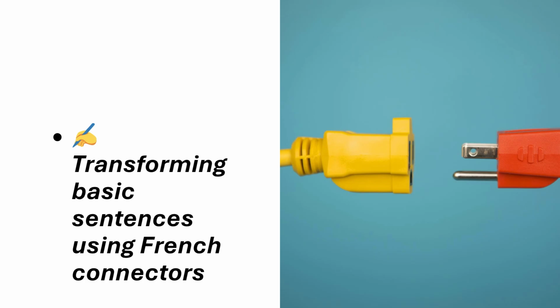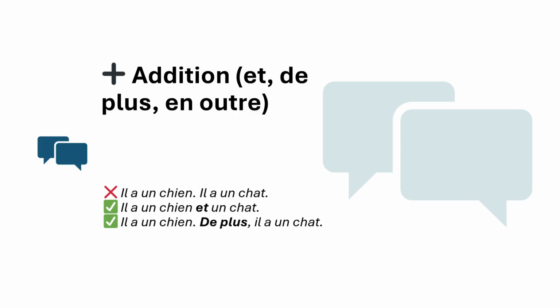Now we're gonna practice some sentences, which are gonna be examples of using French connectors, how you can make them from a basic sentence to an impactful sentence with French connectors. The first one is an example for addition, where you want to add something. You can use et, de plus, un autre. An example of a basic sentence: Il a un chien. Il a un chat. He has a dog. He has a cat.